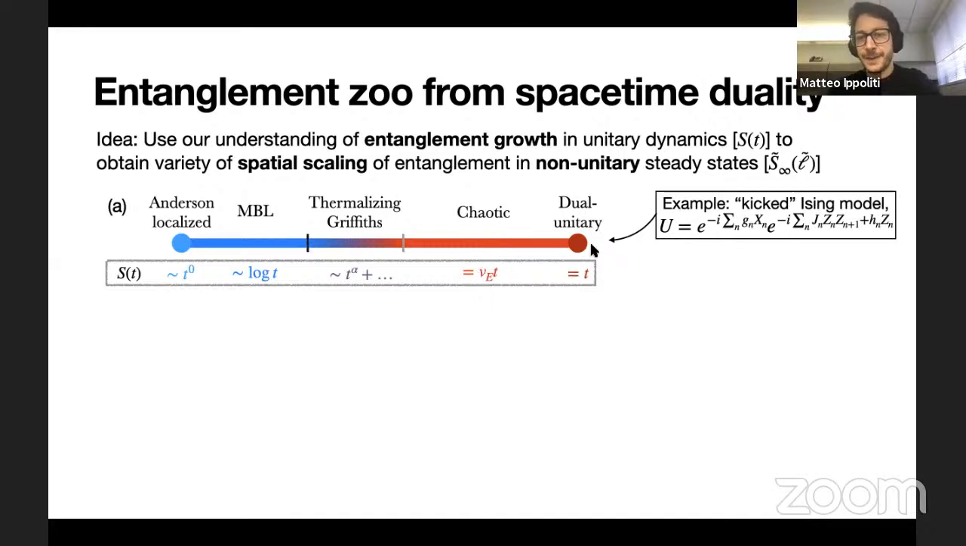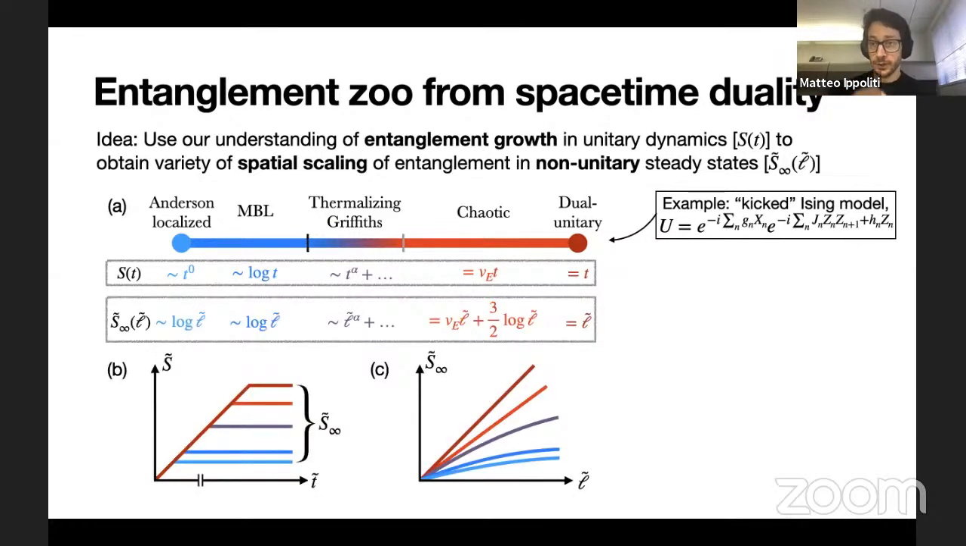And eventually there are these special dual unitary points that I briefly mentioned earlier, where not only do you have ballistic growth, but the velocity is also fixed to 1, it's maximal. And these are realizable within this class of models. We're not going to use this specifically, but just to ground it in reality, you can actually do all of these by tuning some parameters in a particular model. And the idea is to use this variety in the temporal growth of entanglement in unitary dynamics to generate a similar variety of spatial scalings of entanglement in non-unitary circuits.